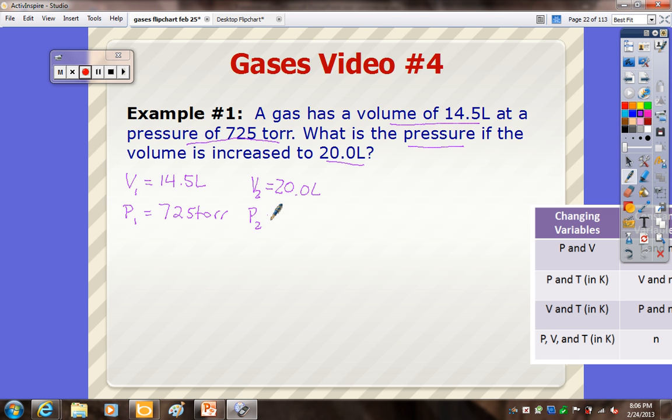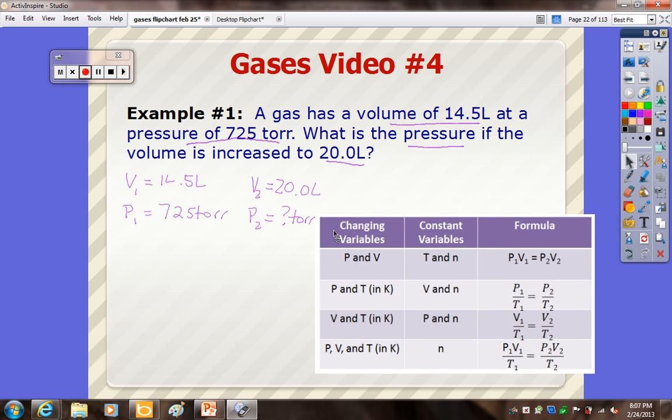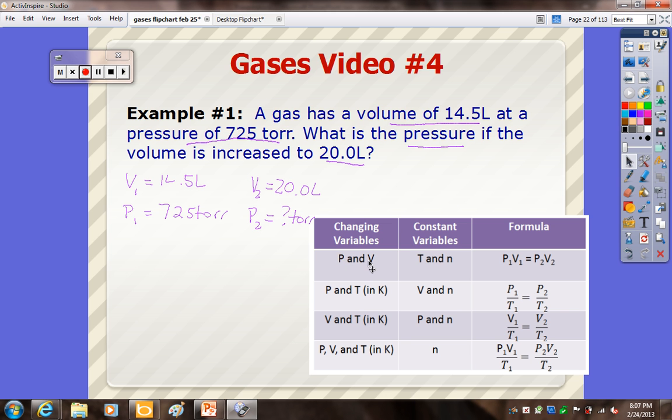The new pressure is what we're trying to find out. Now before we go on, we want to make sure that our units are good. Volume is in liters and it goes to liters. Since these units match, we can use them. Pressure starts off in torr. It ends in some unknown unit, but this unknown unit, since it has to match, will end up being in torr. Now let's take a look at our variable sheet. In this case, pressure and volume are changing, and we're assuming that temperature and number of moles are constant, since they didn't tell us otherwise.